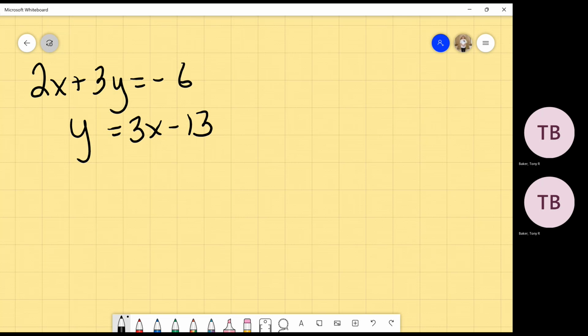So substitution is exactly what it sounds like. We're going to take an equation and plug it into something else. Substitution works really, really well when you have one of them solved for a letter, or if one of them has a letter by itself that's easy to solve for. So in this case, I got 2x plus 3y equals -6, and y equals 3x minus 13. This equation right here is already solved for y. So because of that, substitution makes sense.